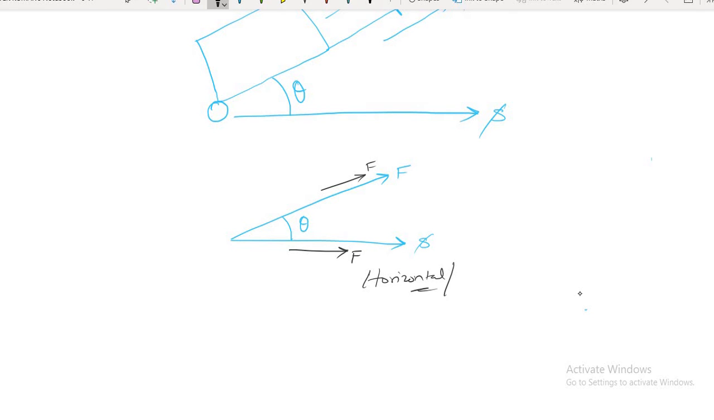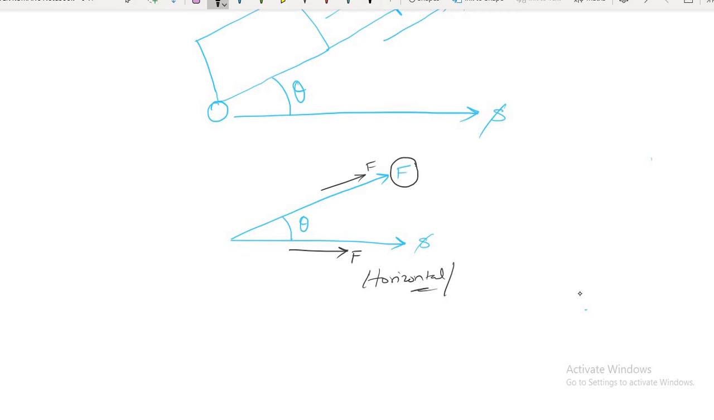You can see in the diagram, if I can bring the force in the horizontal direction, then F and S will be along the same direction. In this case, we can use the formula W equals F into S. Now the question is how to shift the force from the upward direction to the horizontal direction. For that, we need the help of trigonometry.